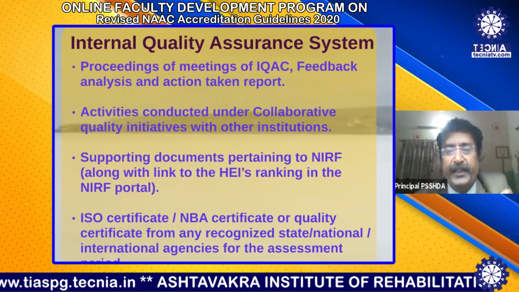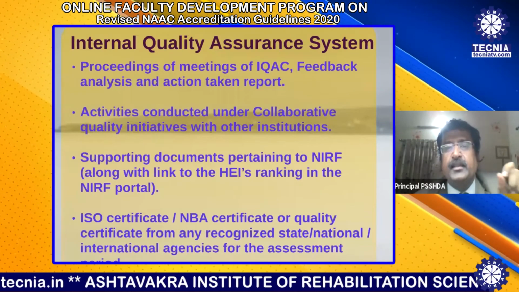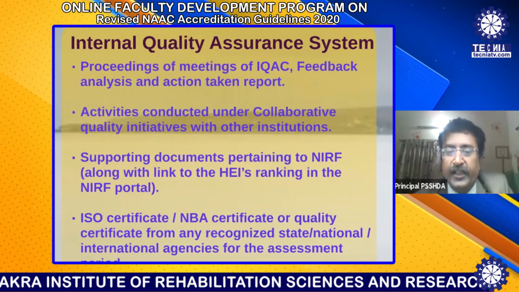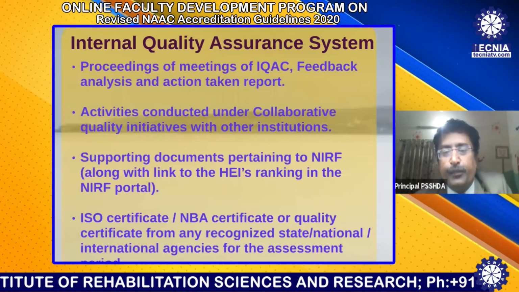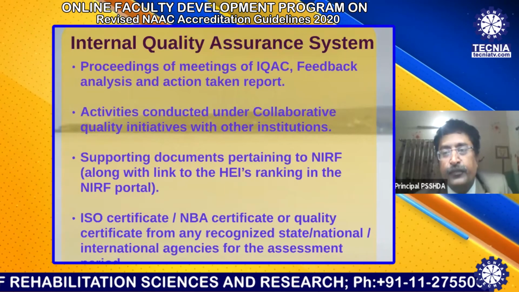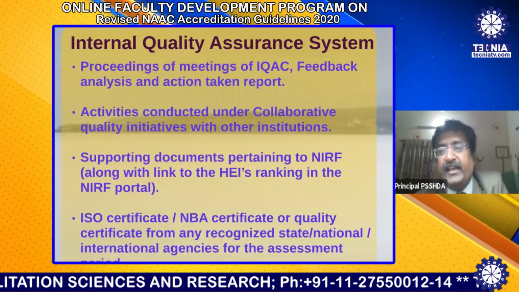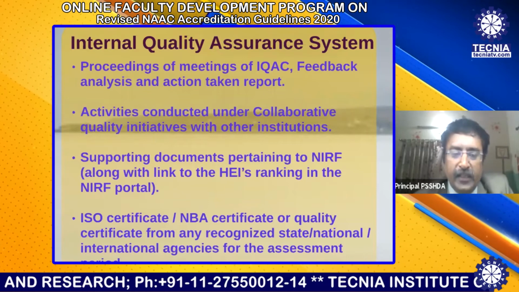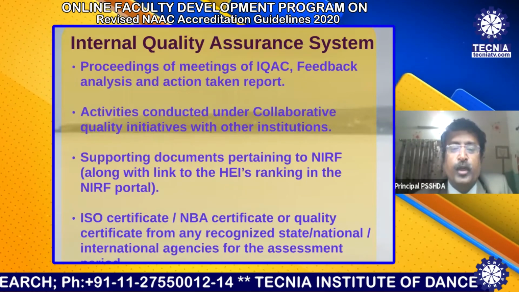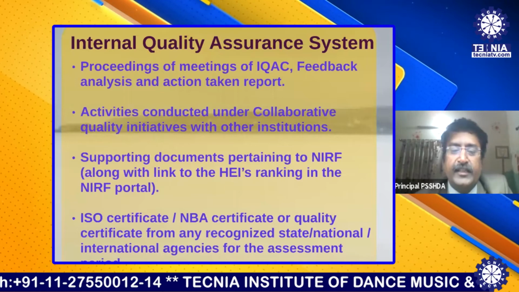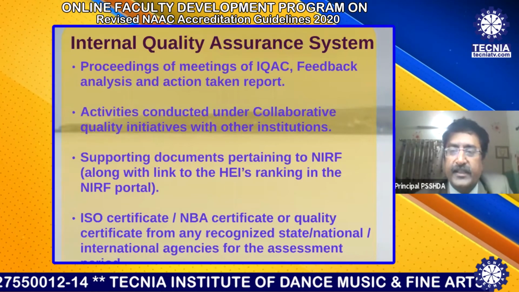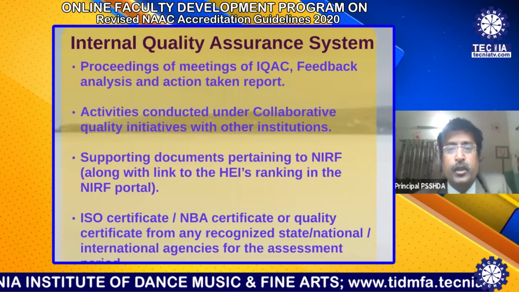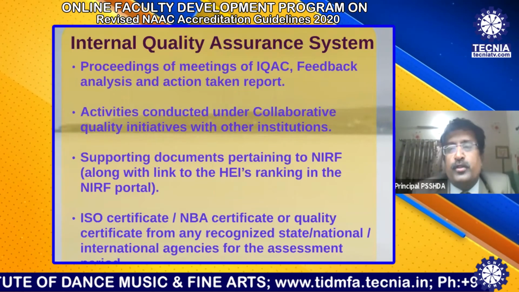So proceedings of meetings of IQAC, feedback analysis, their action taken report, activities conducted under collaborative quality initiatives with other institutes, and supporting documents pertaining to NIRF. In Gujarat, we have GSIRF, the Gujarat State Institutional Ranking Framework. Then any ISO certificate, NBA certificate, or any recognized state, national, or international agency doing assessment for academic and administrative audit of your college. So these all are parts of the internal quality assurance cell documents.